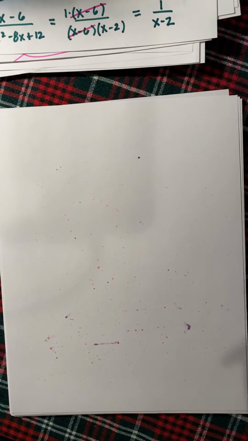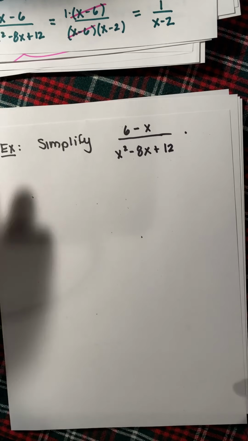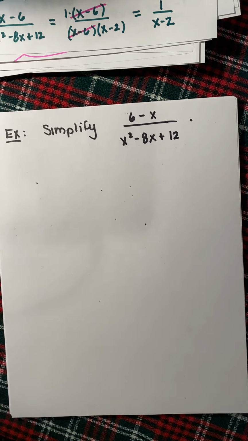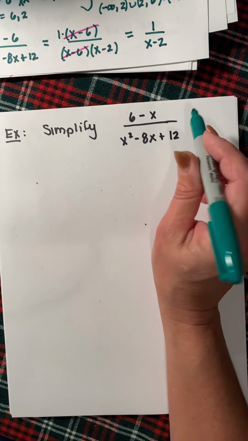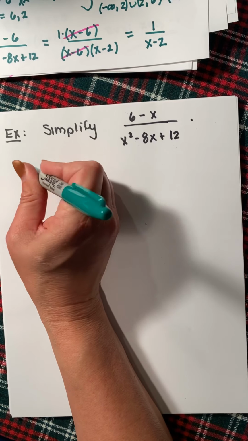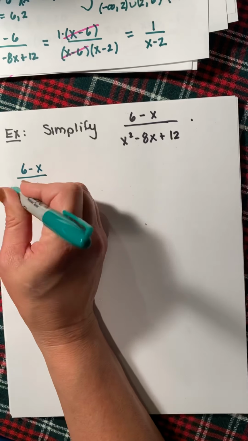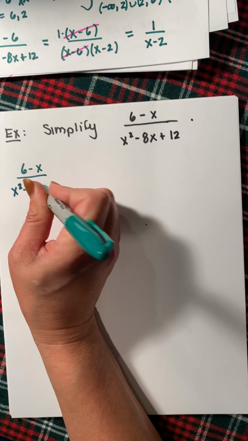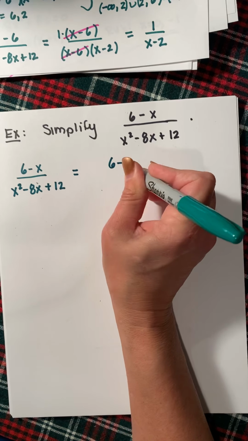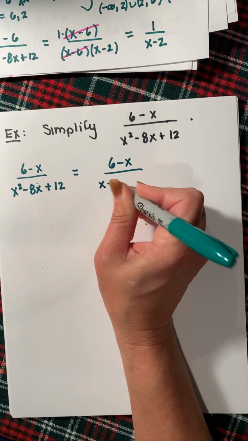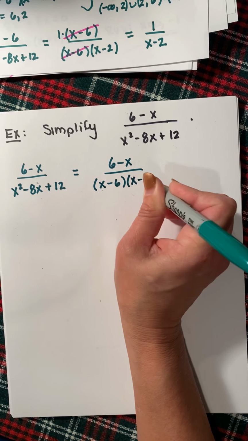All right, one last problem. So this looks very similar to the previous one, but notice that we have a switch in the numerator. So what we're going to do is simplify. We're going to factor the denominator. We already factored it in the previous problem. We have x minus 6 and x minus 2.